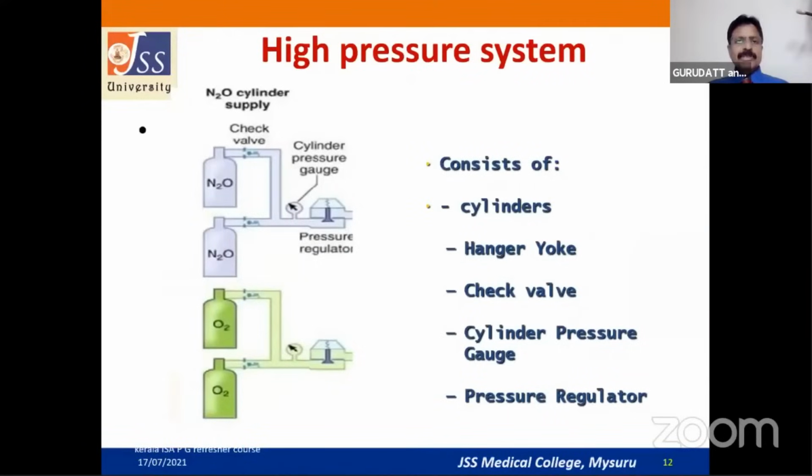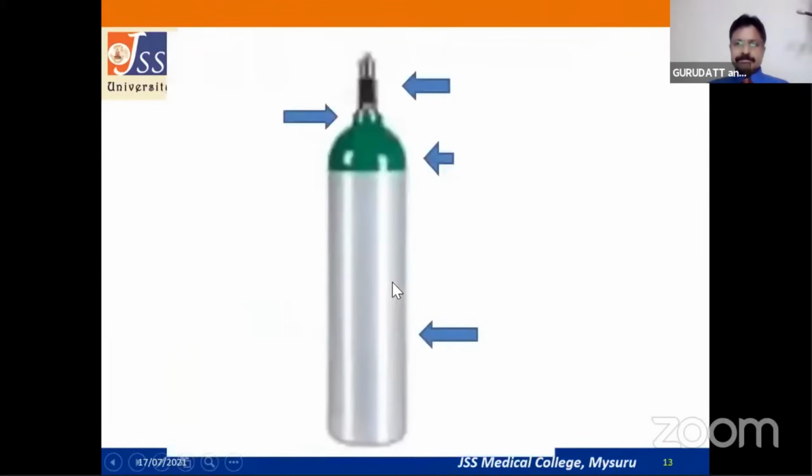So let us discuss the individual systems: high pressure, intermediate and low pressure system. The high pressure system mainly consists of the cylinders, the hanger yoke, then the pressure gauge and the pressure regulator. A lot of questions will be asked regarding the cylinder, so let me talk to you more about the cylinders in the high pressure system. Now, many times you will be asked what are the parts of a cylinder. The cylinder mainly consists of a body, the shoulder, the neck, and the cylinder valve.